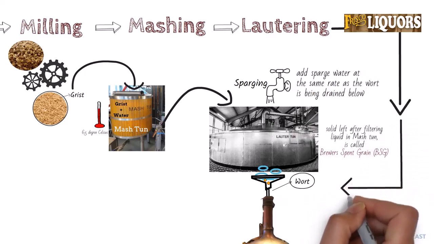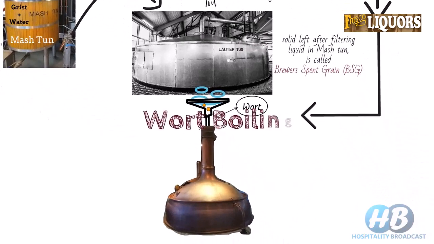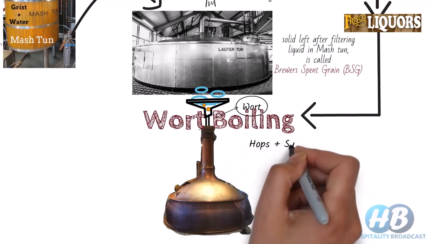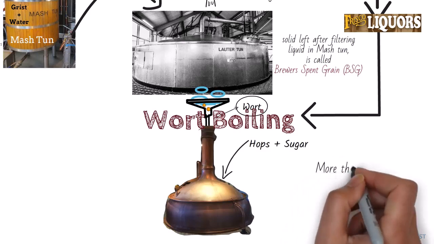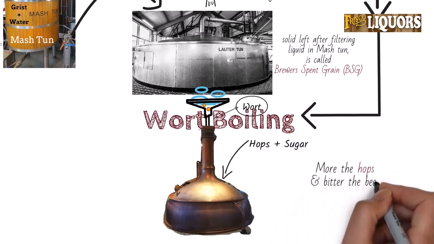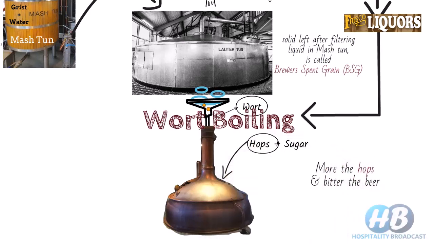Now, in the next step, this wort is boiled in a huge copper or stainless steel kettle for around 2 to 3 hours and continuously stirred. Hops and sugars are added at different stages of wort boiling. The taste of beer depends on the type and the amount of hops and sugar added. The more the hops, the more bitter the beer. Now what is this hop? Hop is a type of flower of the hop plant.